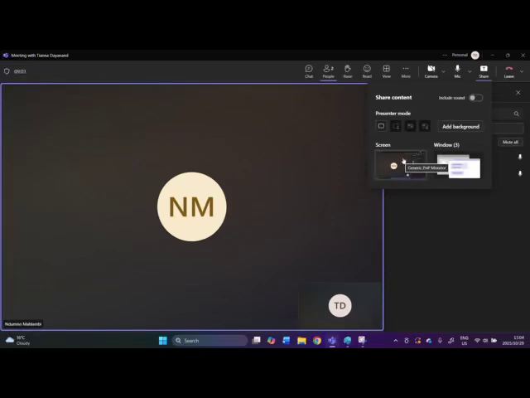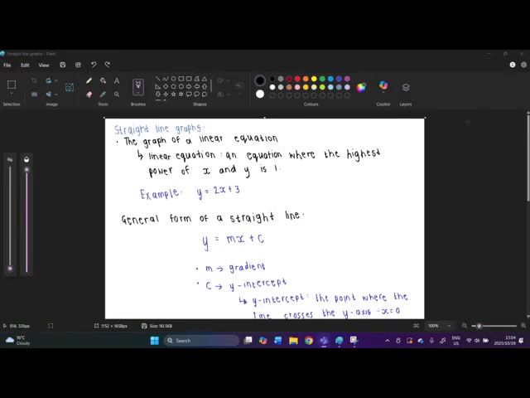We've gone through straight line graphs in a little bit of detail so far. Can you see my screen? Yes. Okay, perfect. I really hope my laptop does not shut down today. I've tried not to open so many things at the same time, so we will just have to cross our fingers.